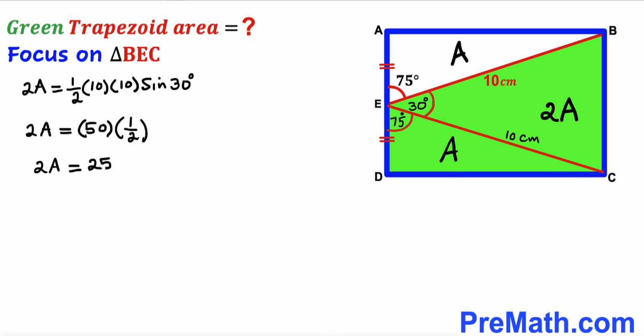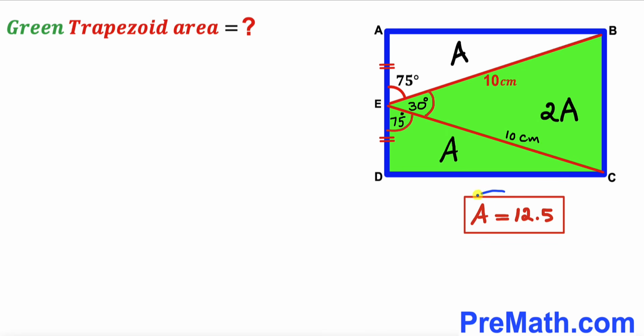And now I'm going to divide both sides by 2 to isolate uppercase A. This 2 and 2 is gone. So our uppercase A value simply turns out to be 12.5. So thus our uppercase A value turns out to be 12.5.